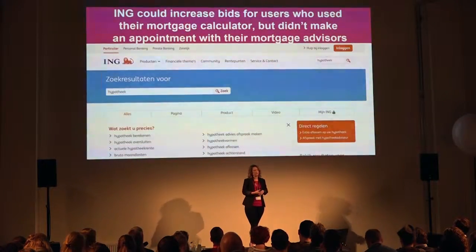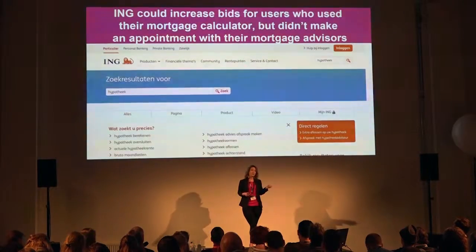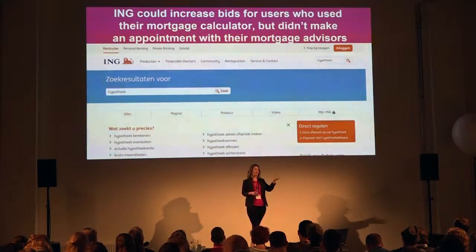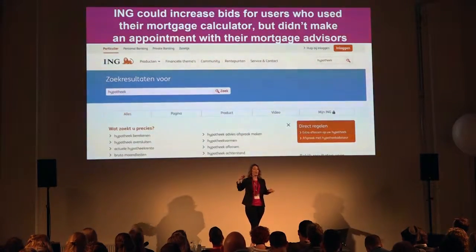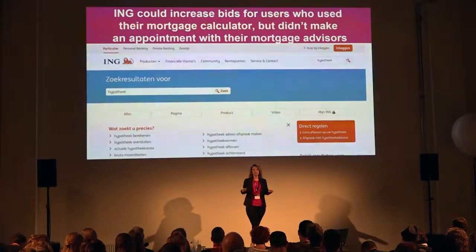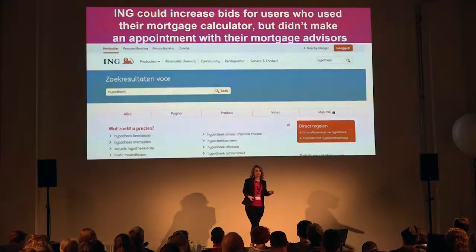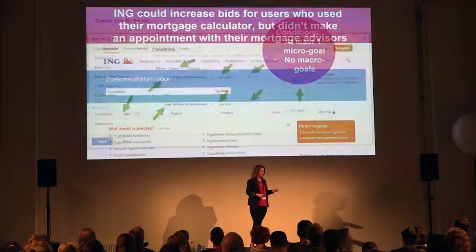kind of micro goal. So what you're saying is this person's done the thing that's okay, like it shows they're interested in what we're selling, but they haven't done the main action yet. So we want to increase our bids for them, so when they come back to the site, they're more likely to actually see our PPC ad and come back.